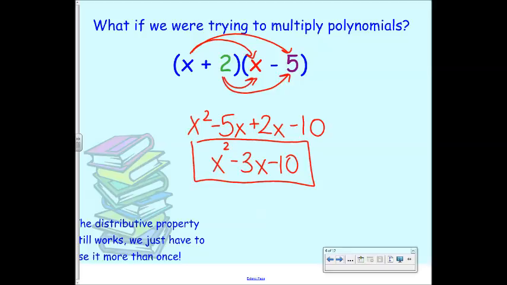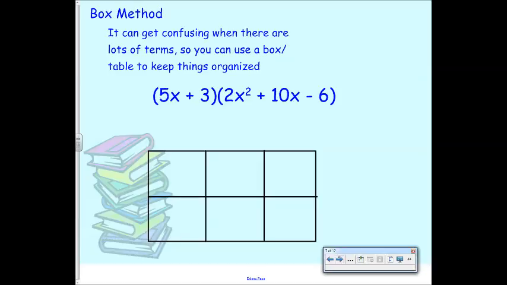All right, so when you're multiplying them, another way to organize it, especially as they get larger, is called the box method. How many of you in biology have seen Punnett squares? When you're doing genetics, you have big B, little b.